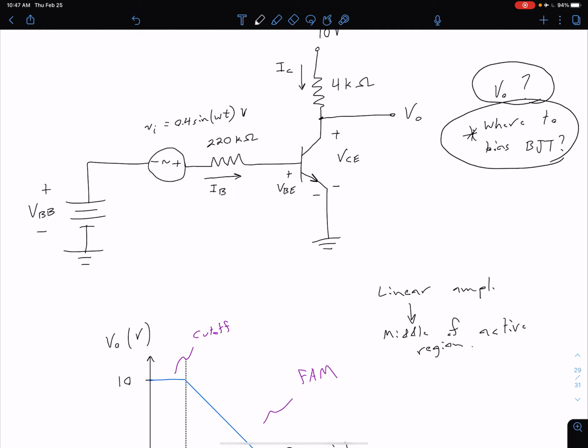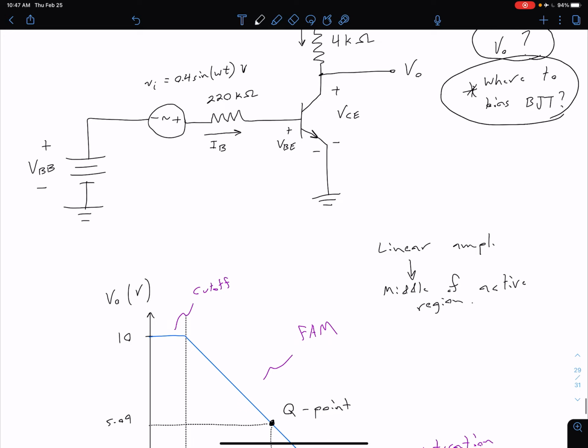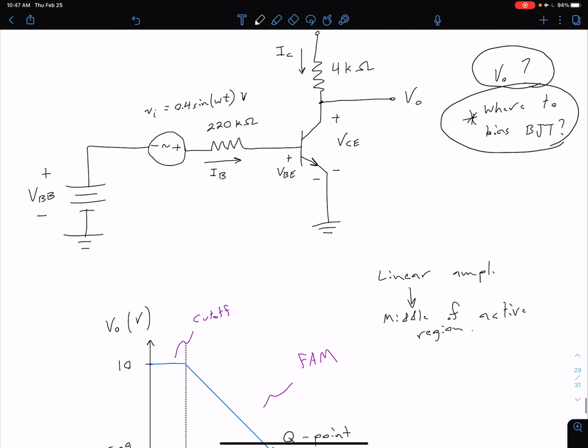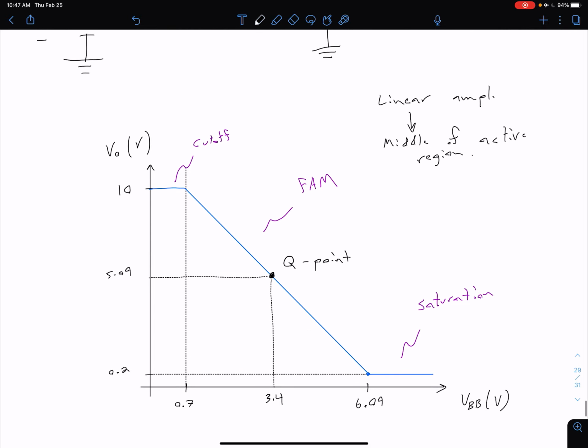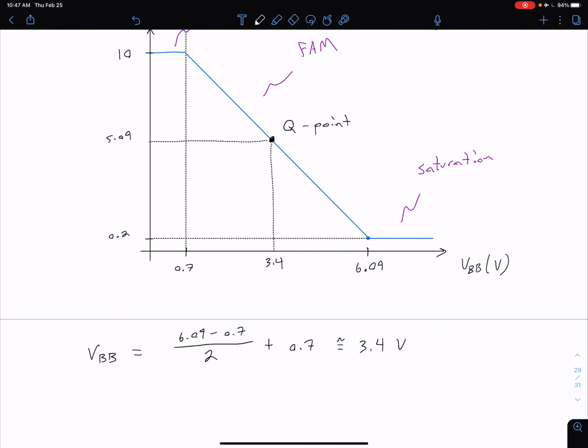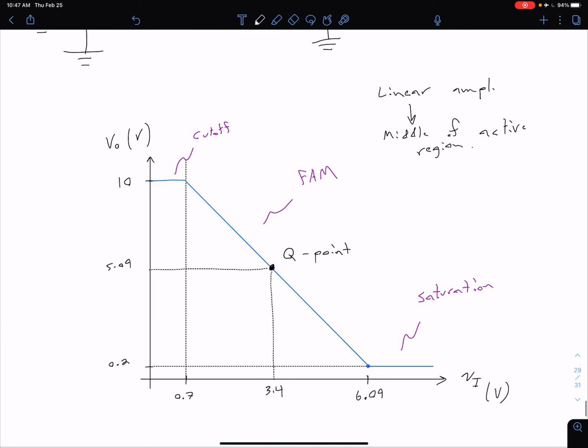So we want to come back to our initial question of what does our output voltage look like? Well, we see that our input voltage has this time varying component, this VI equals 0.4 sine omega t. And so let me change our notation back here. Instead of a VBB, let's just say this is our overall input V sub I, and this is our overall output, which now has DC and AC components, V out.